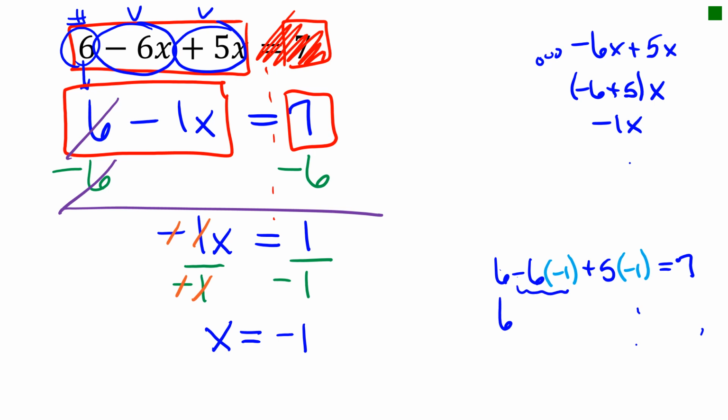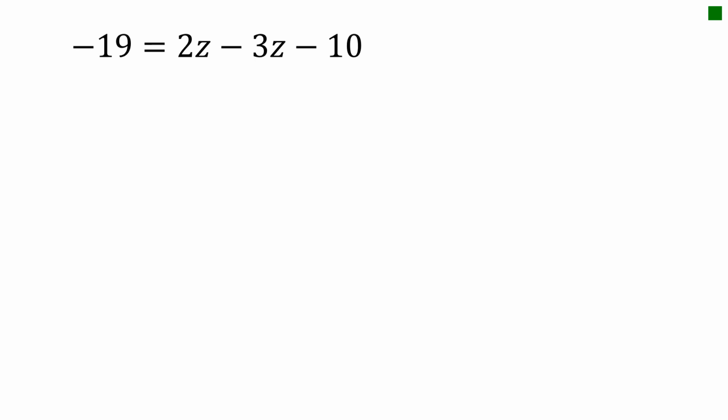So negative 6 times negative 1 is a positive 6. 5 times negative 1 is a negative 5. 6 plus 6 is 12. 12 minus 5 is 7. Yupper duppers, it checks. We are happy. We can move on. Next problem.